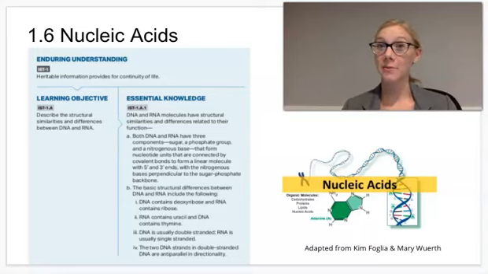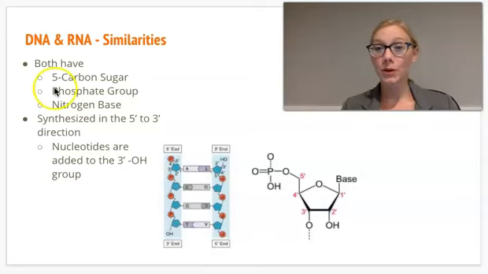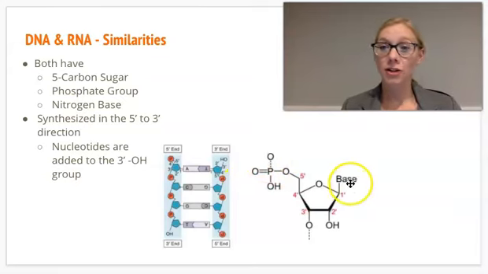Today we're going to compare and contrast nucleic acids, or really the similarities and the differences between DNA and RNA. So the first thing I want to talk about is some of the similarities between DNA and RNA. They're both going to be made of a 5 carbon sugar and a phosphate group, and they're going to have a nitrogenous base on them, the base over here.